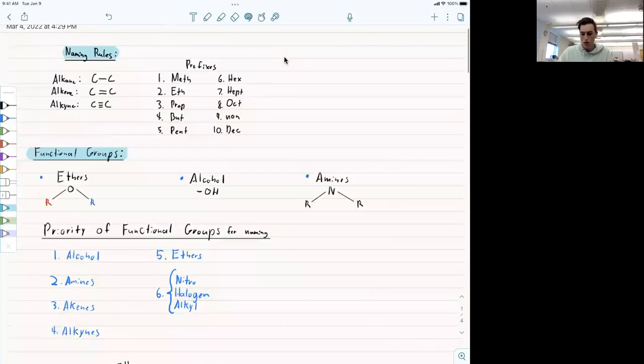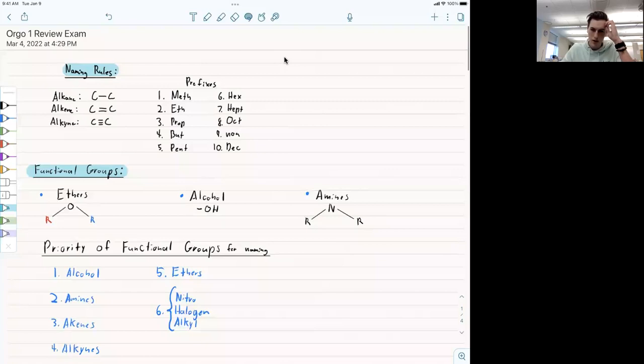All right, so we're just going to go over a few topics that we've done throughout the course. The first one that we were going to do is just naming rules. For naming rules, we have 10 different prefixes that we can put. I know this is super rudimentary, but in order, we have meth, eth, prop, but, pent, and then hex, hept, oct, non, and dec.